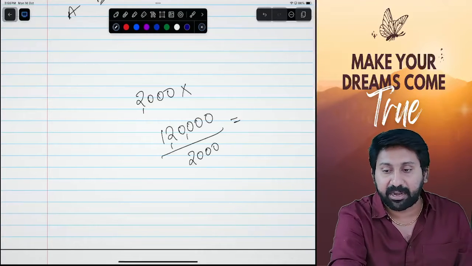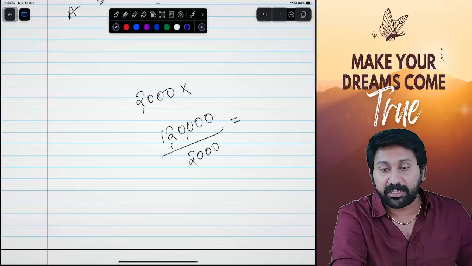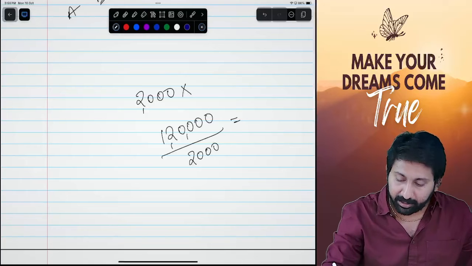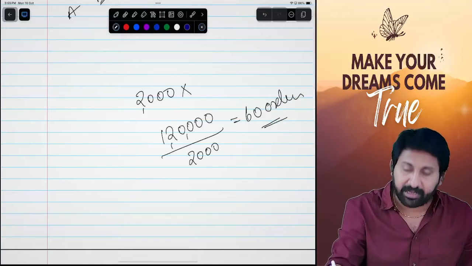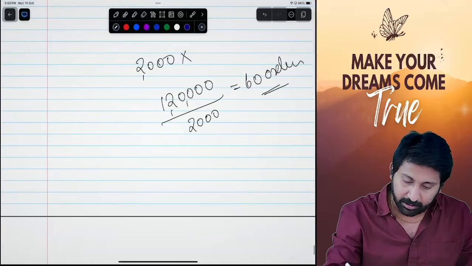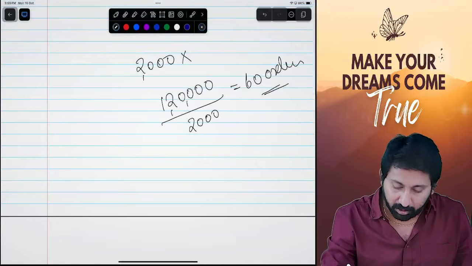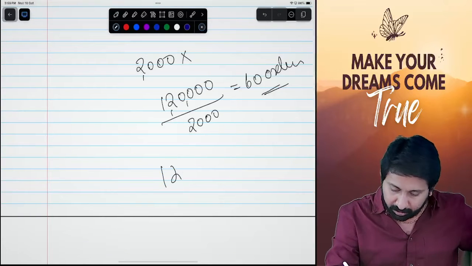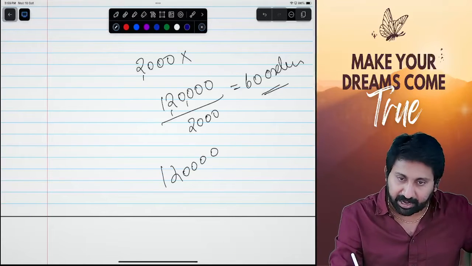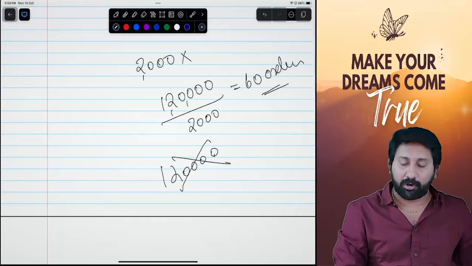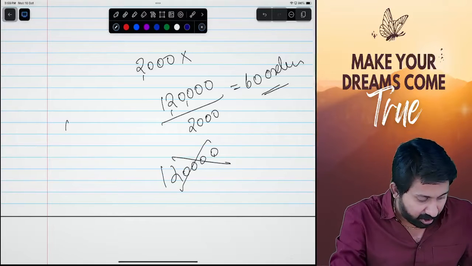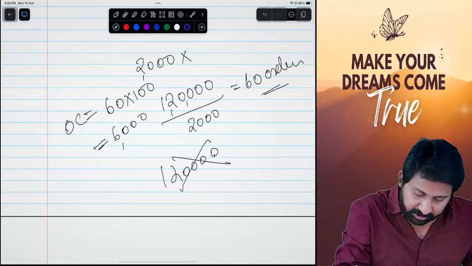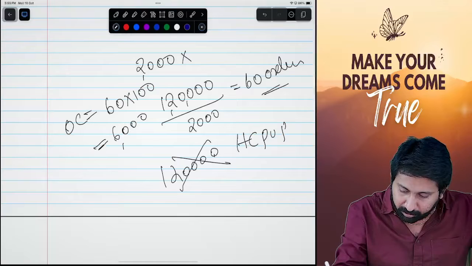Why 1,20,000? 1,20,000 is the total consumption I need, divided by 2,000. Okay, 60 orders. You are ordering 1,20,000 units totally. We will take average consumption for holding cost. So technically, ordering cost is 60 orders into cost per order, how much? 6,000.